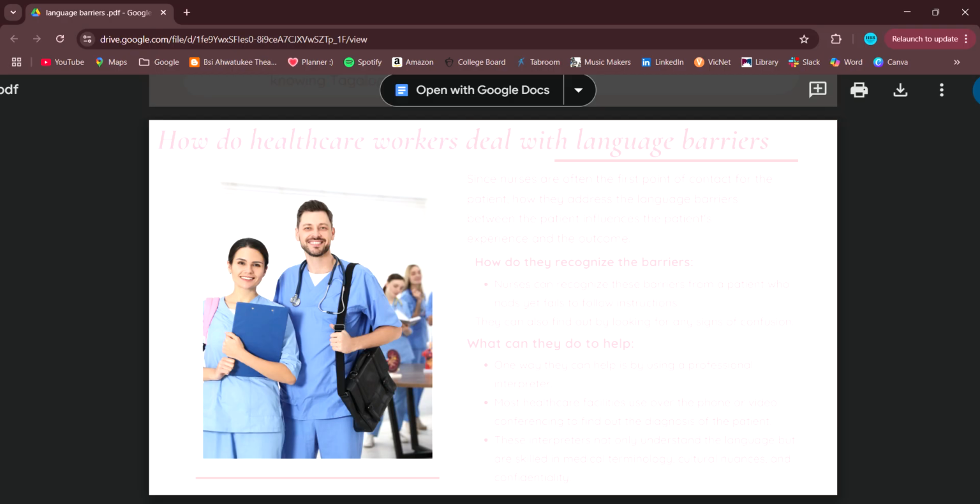Now, let's start looking at how some of the healthcare workers deal with these language barriers. Since nurses are often the first point of contact for these patients, how they address the language barriers very often influences the patient's experience and the health outcomes they receive when they go for their visit. So first, how do they recognize these barriers?